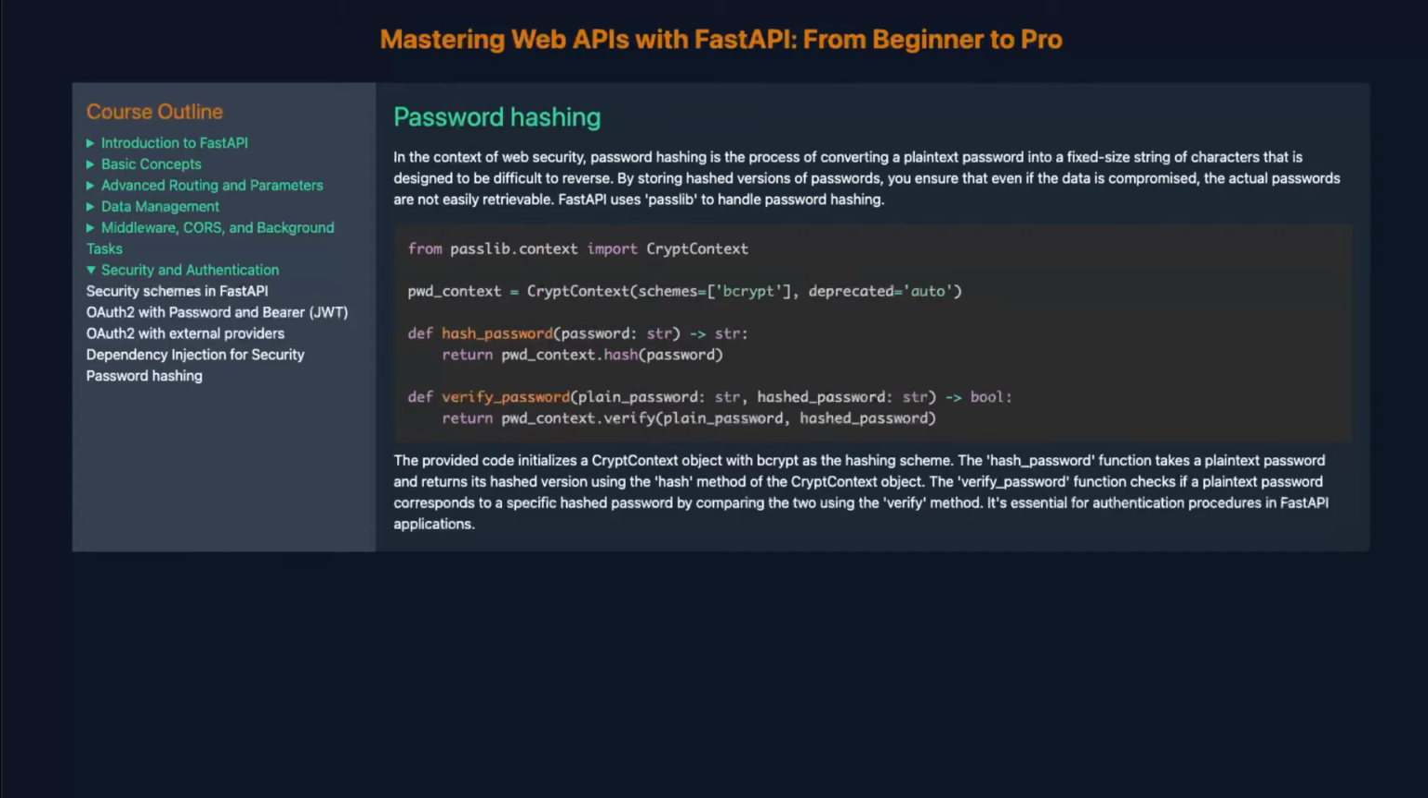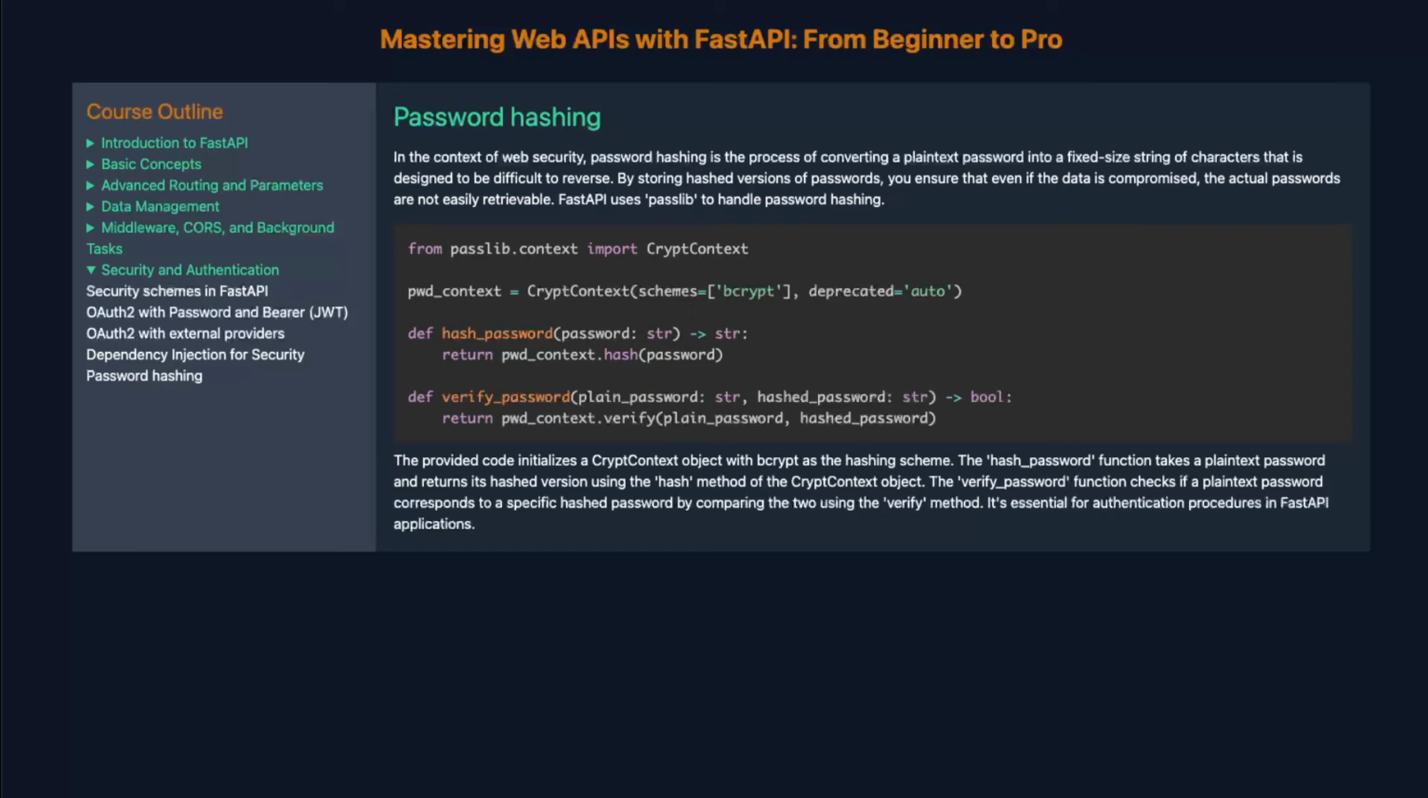Password hashing. In the context of web security, password hashing is the process of converting a plain text password into a fixed-size string of characters that is designed to be difficult to reverse. By storing hashed versions of passwords, you ensure that even if the data is compromised, the actual passwords are not easily retrievable. FastAPI uses passlib to handle password hashing.